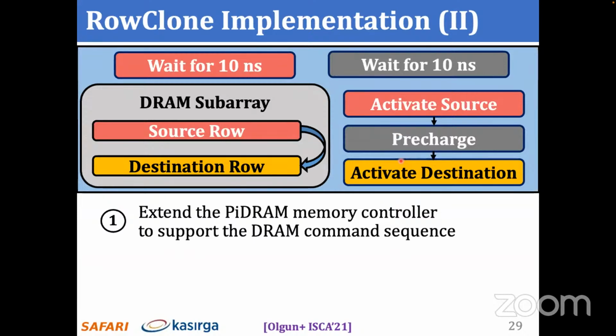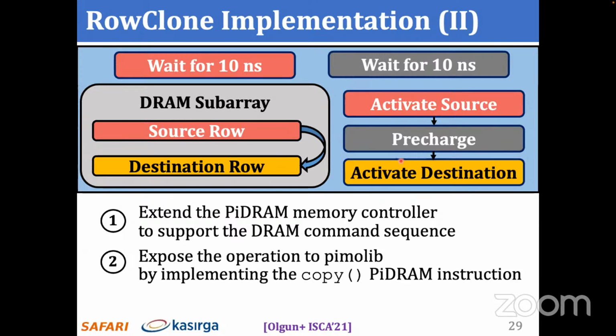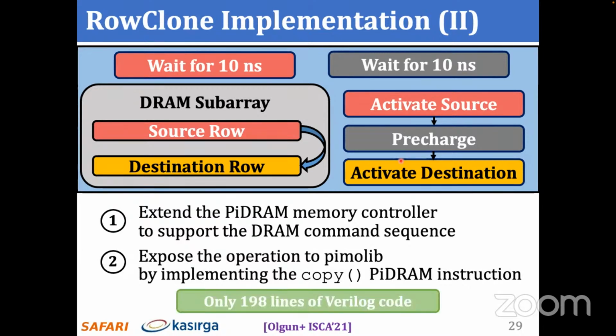To implement this in PiDRAM, we first extend the memory controller to support this DRAM command sequence. We add a new state machine, essentially, in the command scheduler. And we expose this operation to PiMolib by implementing the copy instruction. Together, these take only 200 lines of Verilog code to implement over PiDRAM's code base.